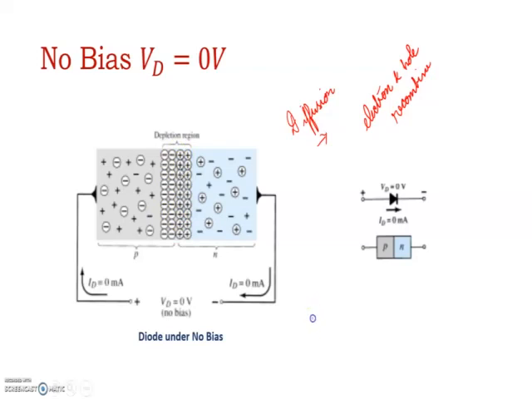This voltage is called barrier voltage or built-in barrier voltage. Barrier voltage, or I can say built-in barrier voltage. This voltage stops further diffusion.